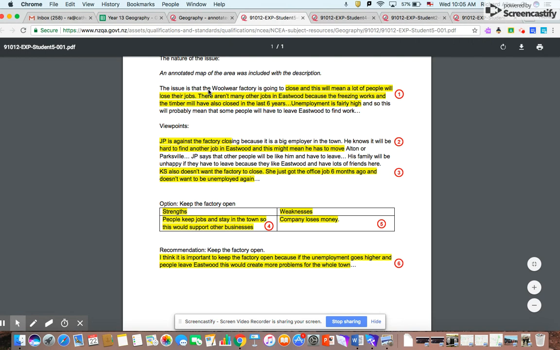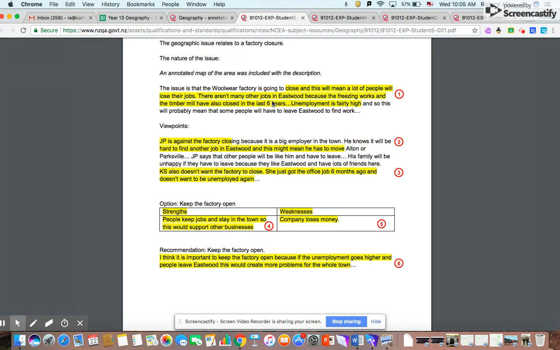This is not our issue. This is the issue of a closing down of a factory. They've looked at a basic idea about what's happening in the issue. Then they've asked for two viewpoints. Here is the first viewpoint. They say they are against the factory closing, and then they have a reason.